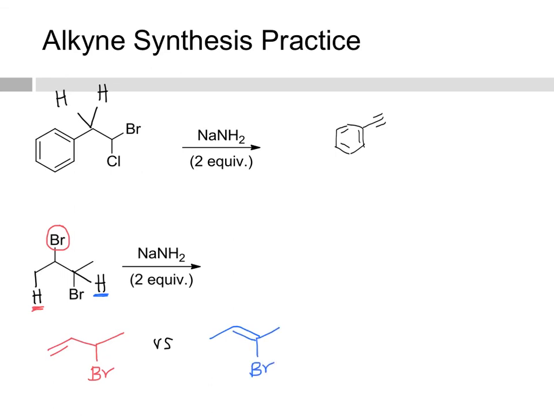Using Zaitsev's rule, we know that this one would be favored because it's more substituted and more stable, and so this would be the intermediate alkene formed, and then we would do the next dehydrohalogenation with this proton to eliminate this bromine. And so our final product is going to be the internal alkyne, and we figured that out by assessing which alkene was more likely to form.